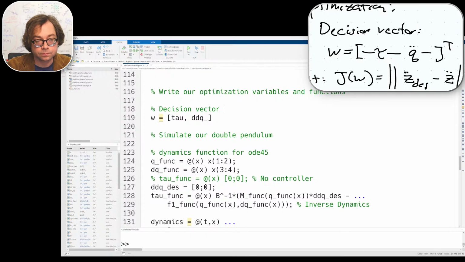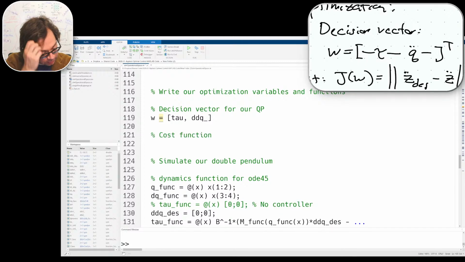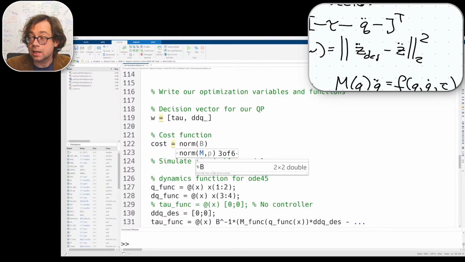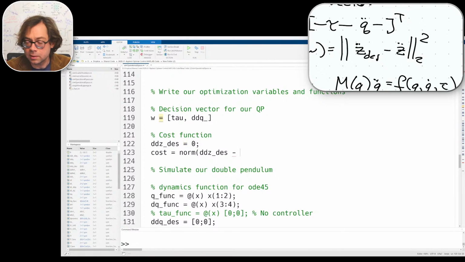Now we're going to have our cost function, and that's going to be down here. It's the 2 norm. We can write this a couple of ways. I could write it as saying cost is equal to the norm of z double dot desired, ddz desired. Let's define that later. Let's just say ddz desired is currently equal to 0 to make our lives easy. We'll change this later. The 2 norm, that's what the vertical bars are, right? By default, minus ddz underscore, and then we square it.